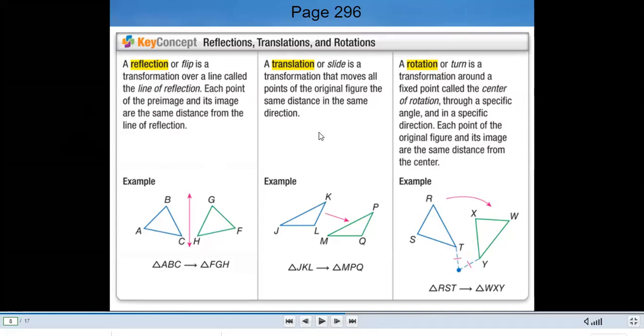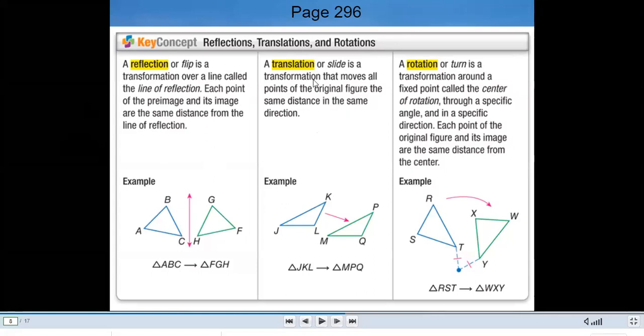Let's move to the next one. A translation. Yusuf is absent today. Okay, let's say Fadia. Fadia, what do you know about translation? Translation, or slide.